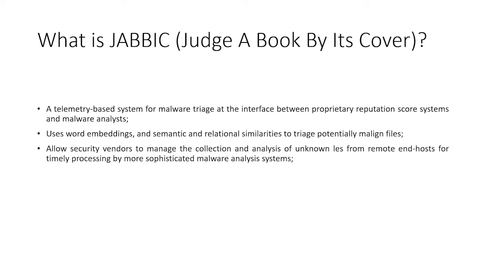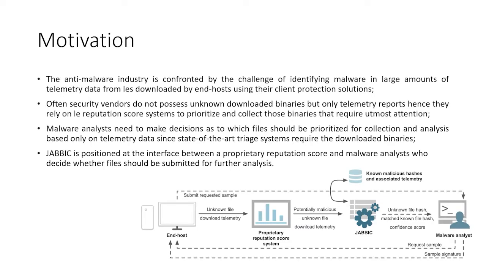We show that Jabbic can leverage file download telemetry to allow security vendors to manage the collection and analysis of unknown files from remote end hosts for timely processing by more sophisticated malware analysis systems. Jabbic is positioned at the interface between a proprietary reputation score system, which is widely used by security companies to flag potentially malicious files using telemetry data, and the malware analysts who decide whether files should be submitted for further analysis, exactly as we show in the figure in the current slide.